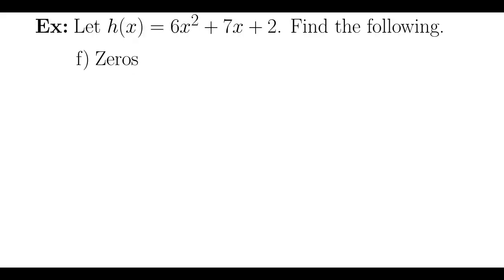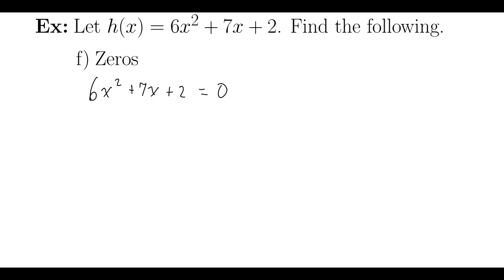The zeros of the function h of x equals 6x squared plus 7x plus 2. All right, so to find the zeros of a function, you set it equal to 0. Now this one, I can either complete the square, use the quadratic formula, or attempt to factor it.